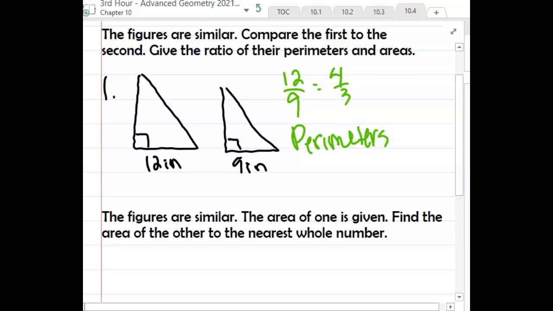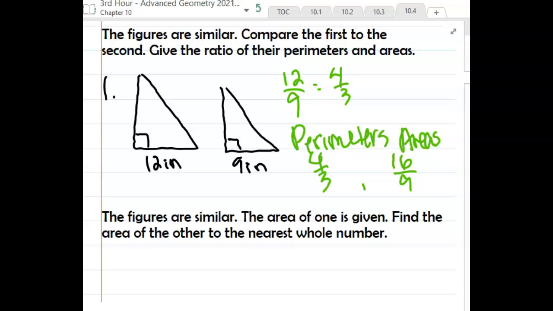Okay, that's the scale factor, which is convenient, because whenever I want to find the ratio of their perimeters, what would it be? Their perimeters. 4/3. It's the same thing. Yeah. The perimeters is the same. Now, the areas, the ratio of their areas, this is where you're going to square the numerator, square the denominator. So the ratio of their areas would be 16 over 9. Okay. That's one of the things you're going to have to do in your homework today. You guys have questions on that one?